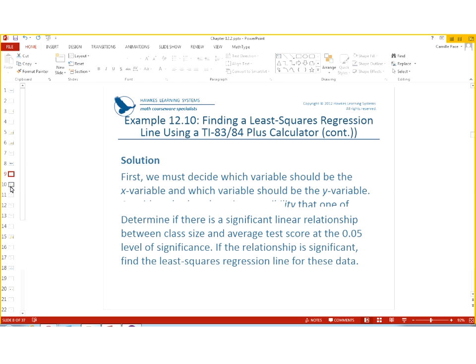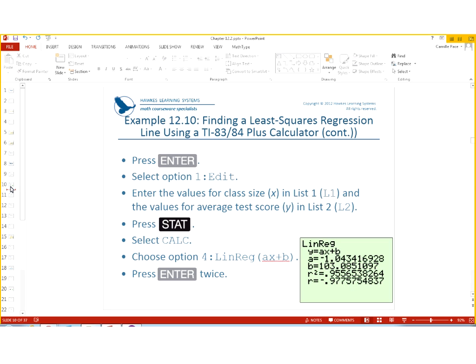And then remember, what we want to do is hit enter, then stat, calc, go down to number 4, and then hit enter. So you should be getting all this on your readout: y equals ax plus b, then you get an a, a b, an r squared, and an r. If you do not get all that, then do this. Go to second, 0, scroll down to where you see diagnostic on. You see diagnostic on, hit enter, and then hit enter again.